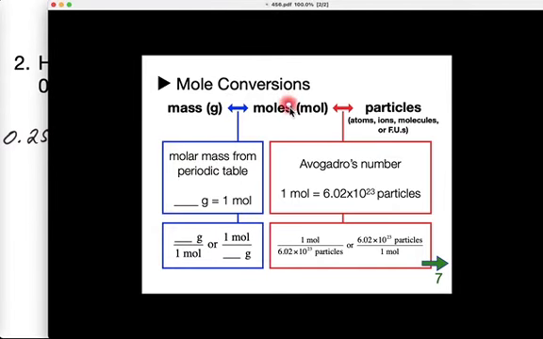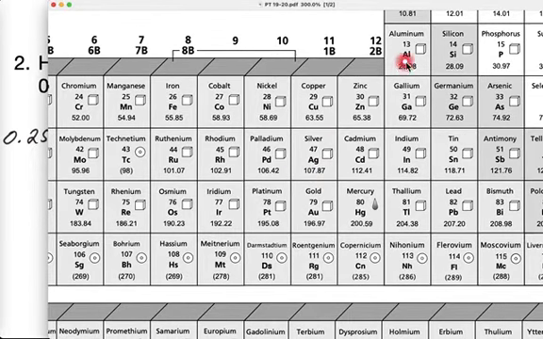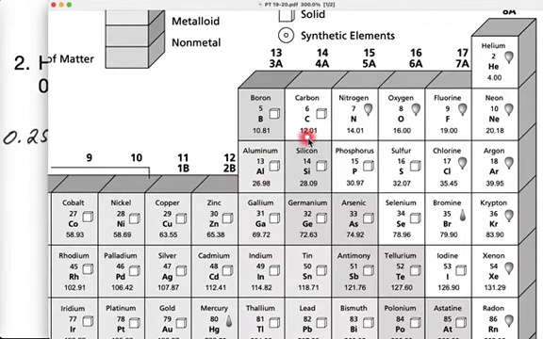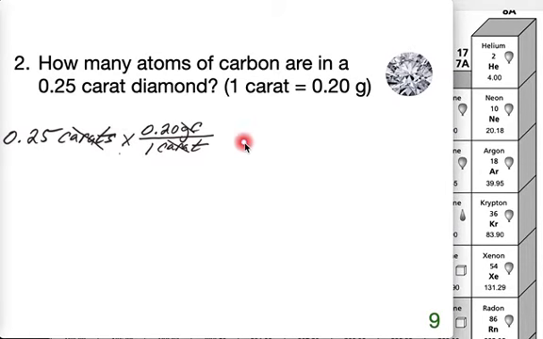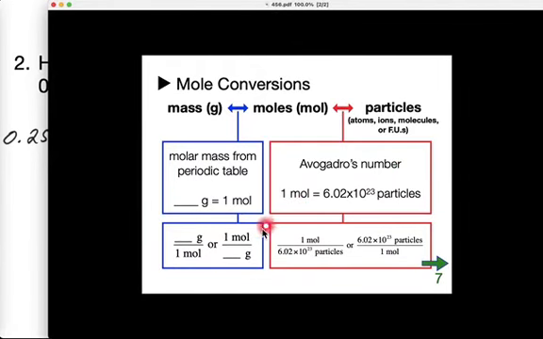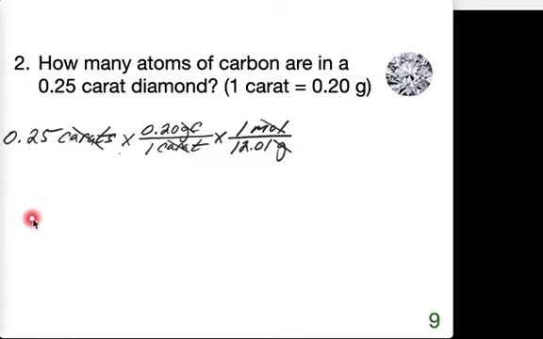So now we can convert grams to moles, but we need to know the atomic mass of carbon. And so if we find carbon on the periodic table, it's right here. So its atomic mass is 12.01 grams. And that will go in the denominator because we want grams to cancel out. So again, it's 1 mole is 12.01 grams. So this is the conversion factor we're using. Moles are in the numerator, grams in the denominator.